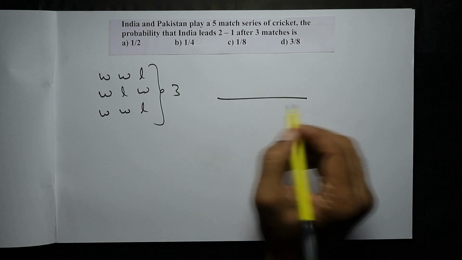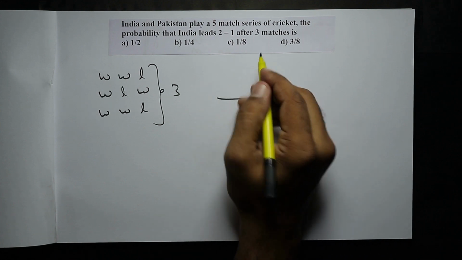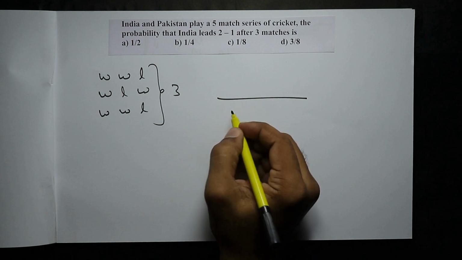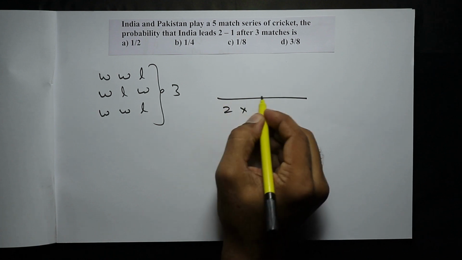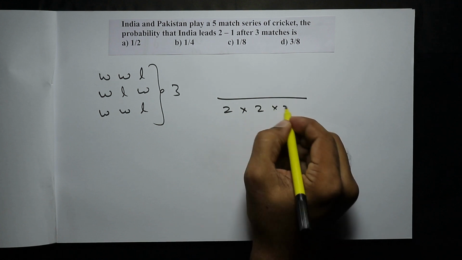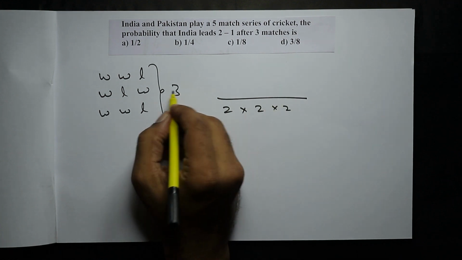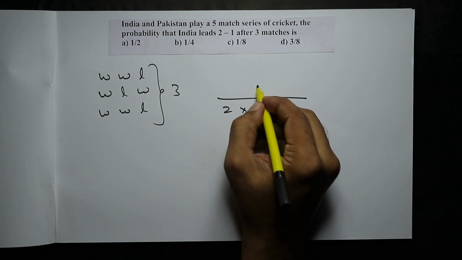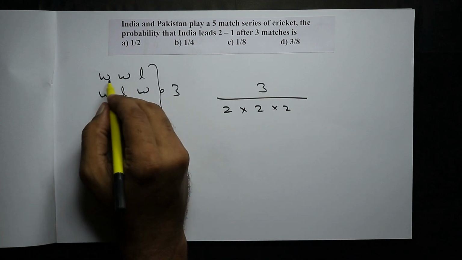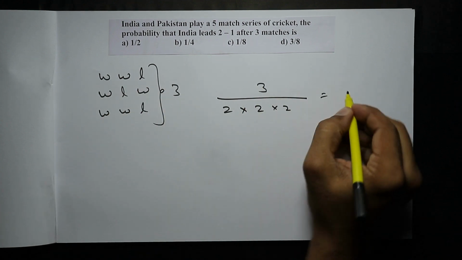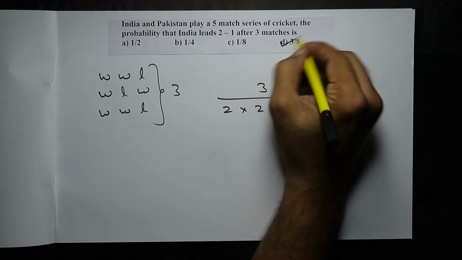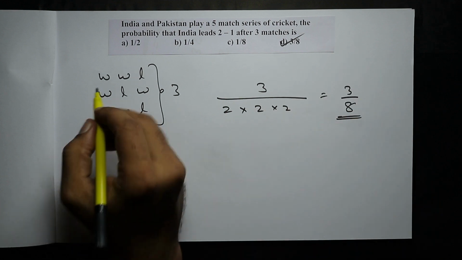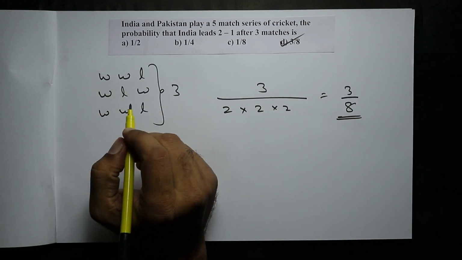So let us calculate the total number of outcomes. Only 3 matches have been played. So for the first match it can be win or loss. So 2 possible outcomes. Second match also 2 possible outcomes. Third match also 2 possible outcomes. And 3 favorable cases are there, in which you have exactly 2 wins and 1 loss. So probability is 3 out of 8. So option D, 3 by 8. That is a probability of having exactly 2 wins and 1 loss.